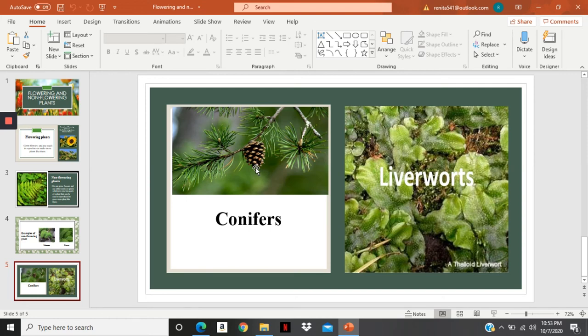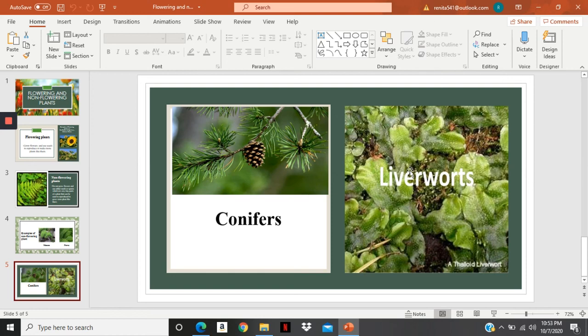Conifers have leaves which are generally small and often needle-like. So the leaves are small and they are needle-like. They are pointed like a needle. A few conifers have broad leaves. So some of them have broad leaves.